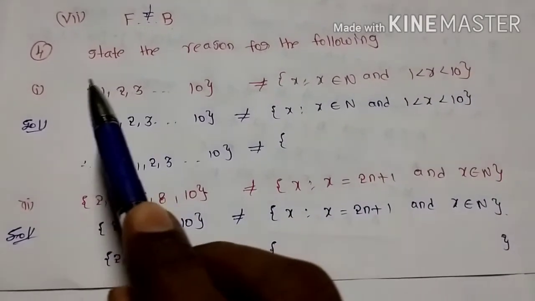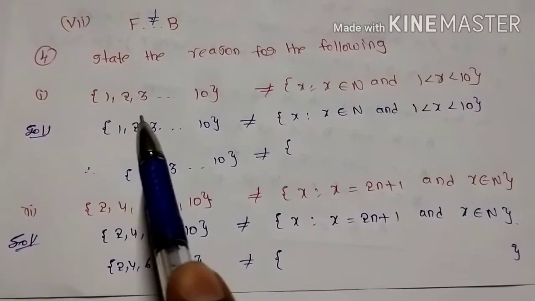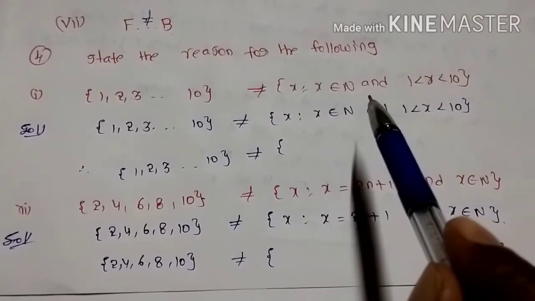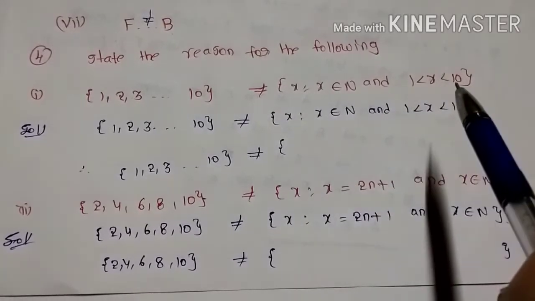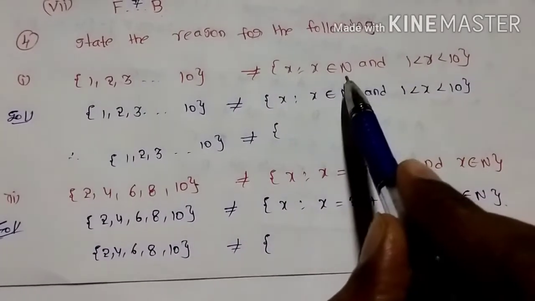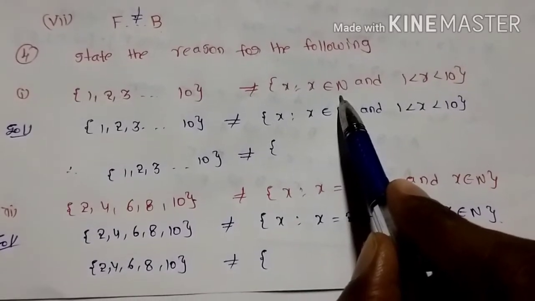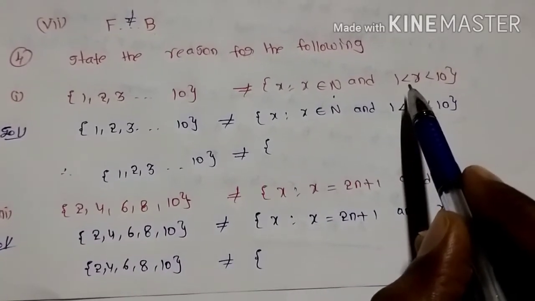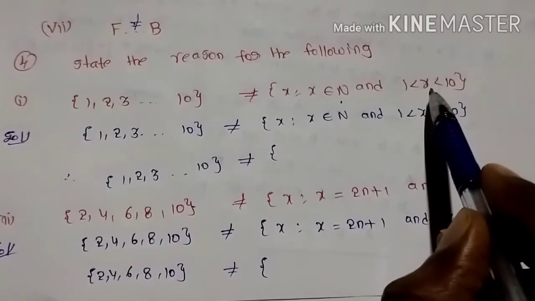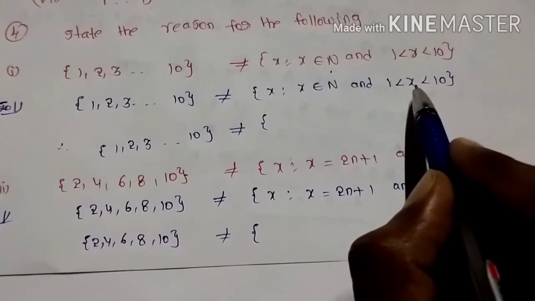Now another question, the fourth one. State the reason for the following. The first set will be {1, 2, 3, up to 10}, not equal to {x such that x belongs to N, a natural number, and 1 < x < 10}. What is the condition here? x is a natural number, meaning starting from 1 to infinity. But the condition is 1 < x < 10. That means the natural numbers which lie between 1 and 10.